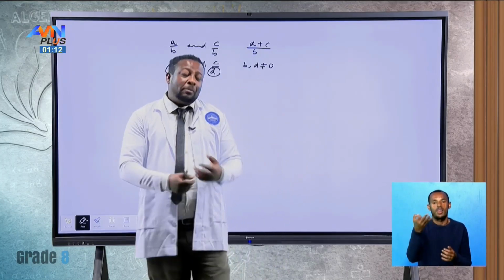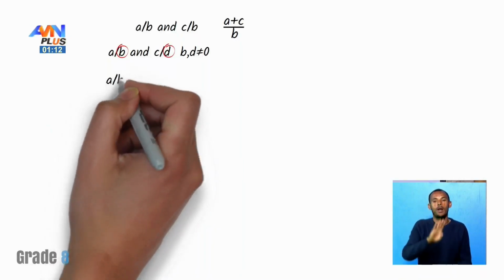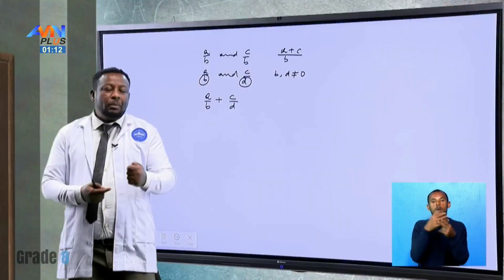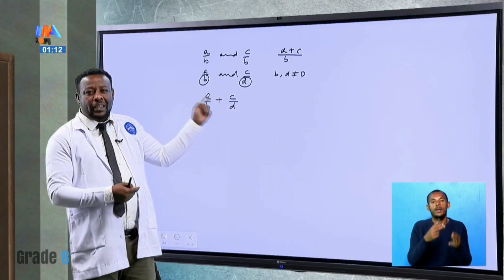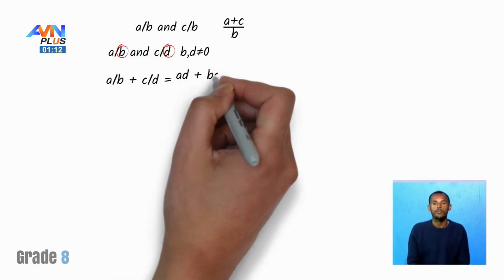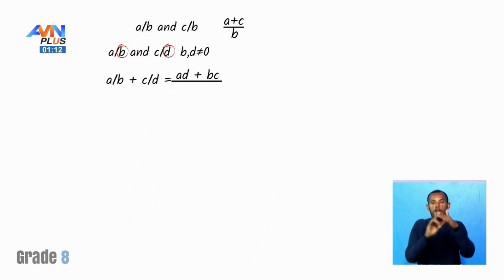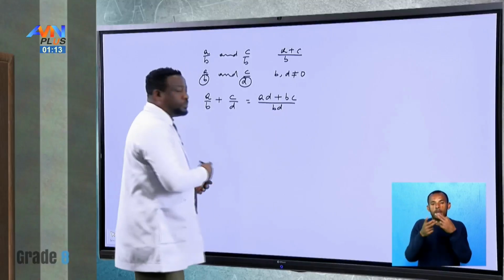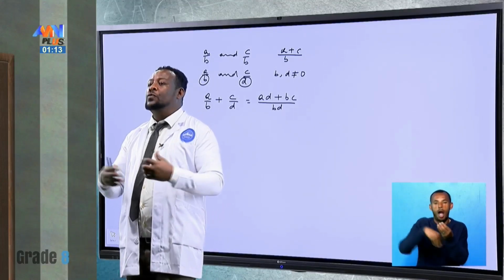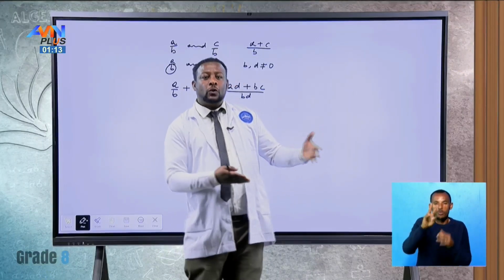Well, the other method is if we are asked to add a over b and c over d, we can use the cross product method. That means we multiply a with d, then b with c, right? Then after, we take on the denominator the product of the two, b times d. So these were the techniques that we used in adding two fractions. Similarly, if you have more than two fractions, you can follow the same procedure.